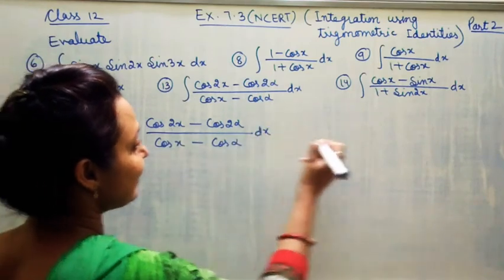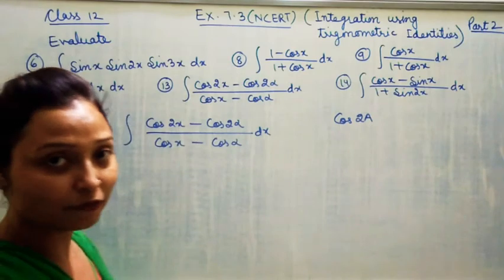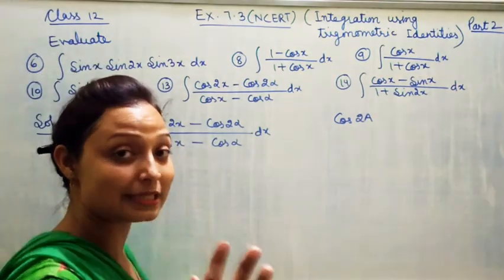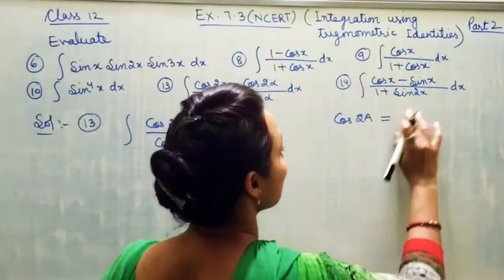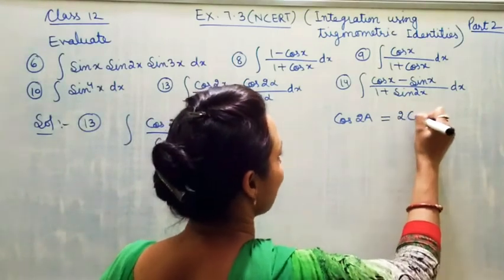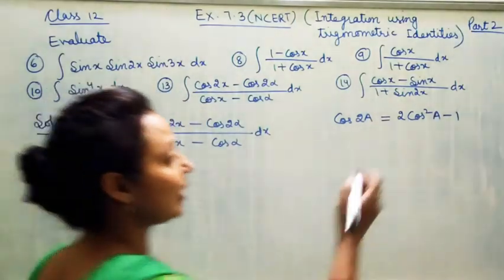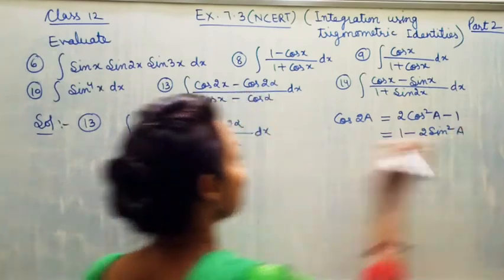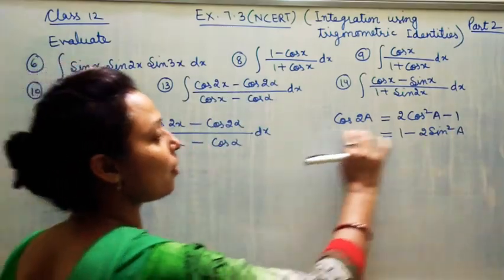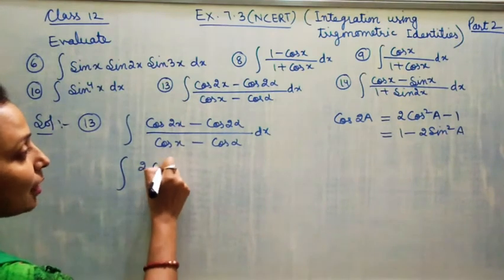Before writing the question, I will tell you that cos 2a has a formula that is present in three forms. First is 2 cos square a minus 1. If I want the formula in cos form, it will equal this. If I want this formula in the sine form, it is 1 minus 2 sine square a. But in this question, the question demands the cos form. So I will choose the above formula and put it into the question.